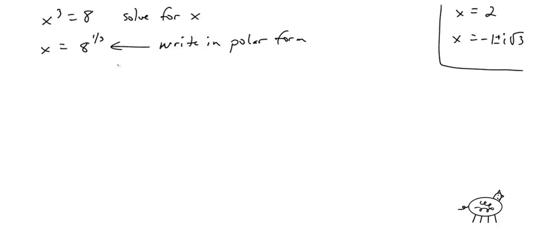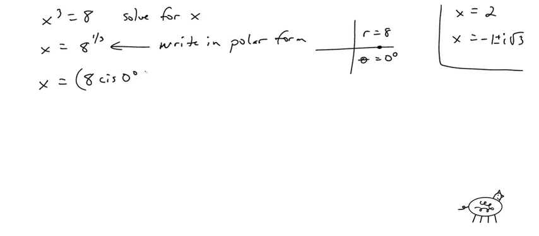And so remember, in polar form, 8's over here. So isn't r equal to 8? And isn't theta equal to 0 degrees? Sounds good to me. So I'm going to write x equals 8 cis 0 degrees to the 1/3 power.